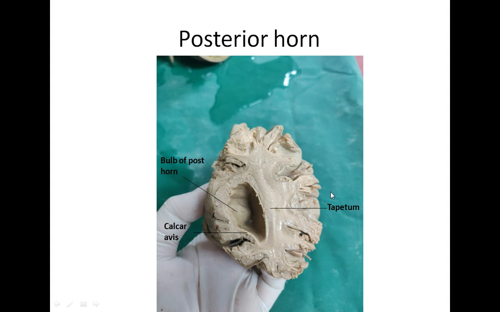Here in this section you can clearly appreciate the roof and lateral wall formed by the tapetum, and the medial wall, which is showing two elevations. This is the bulb of the posterior horn, this is the calcar avis, and this one is the calcarine sulcus. Again, this is the coronal section of one hemisphere.